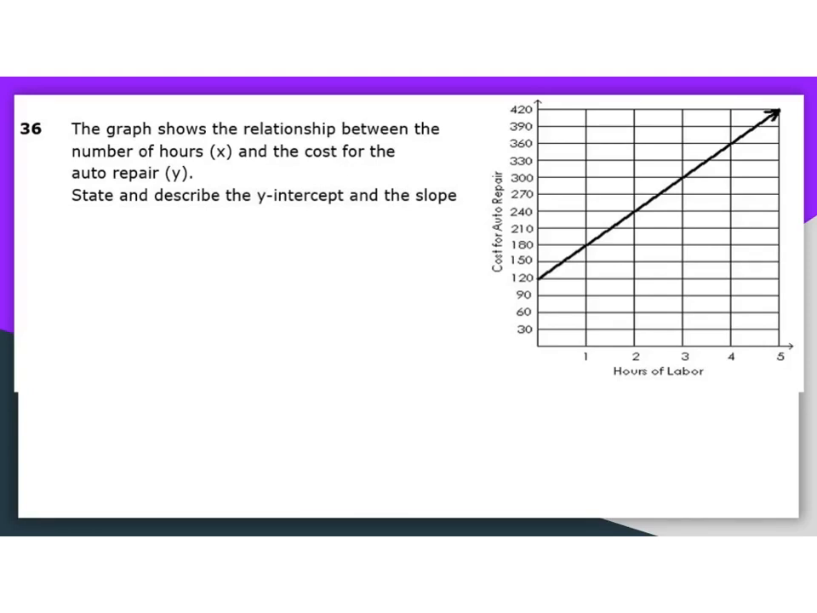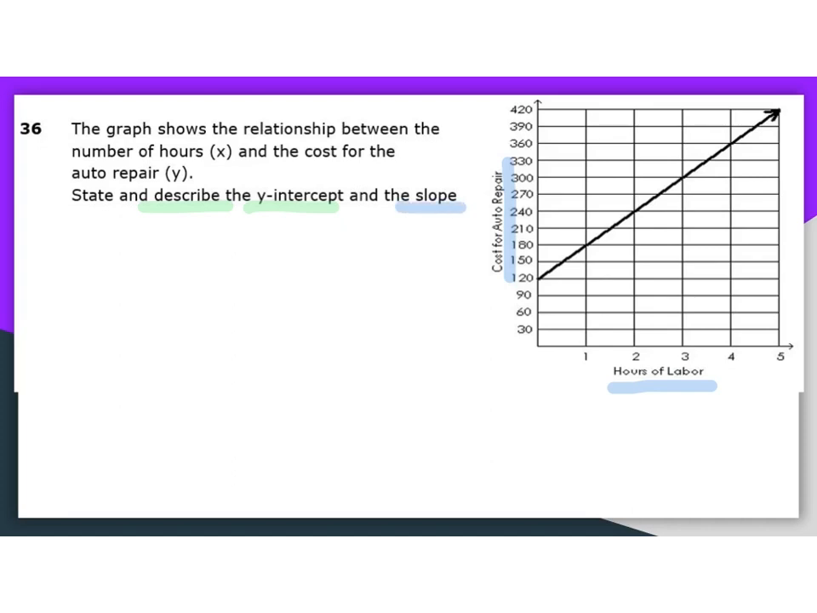Question 36, we're told the graph is showing the relationship between the number of hours and the cost for an auto repair. And we can see that we have the labeling, the x-axis is representing the hours of labor, where the y is representing the cost for the auto repair. The question here is asking us to identify the y-intercept, describe what it means, along with the slope.